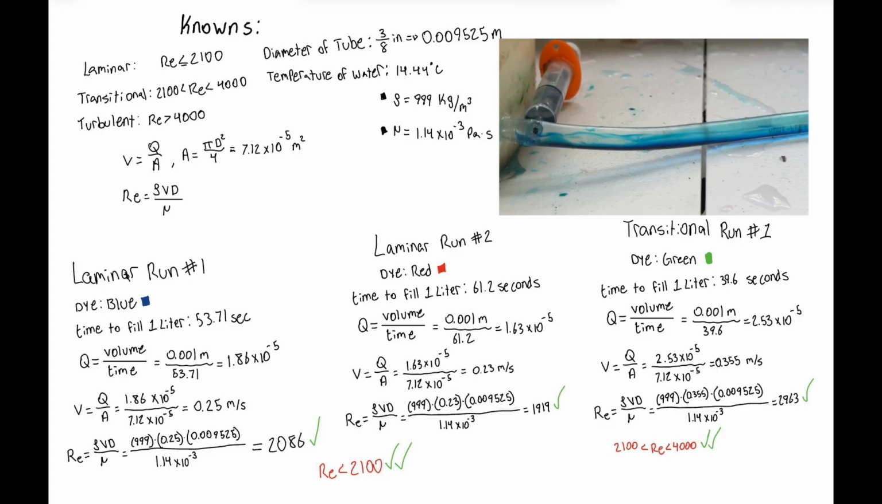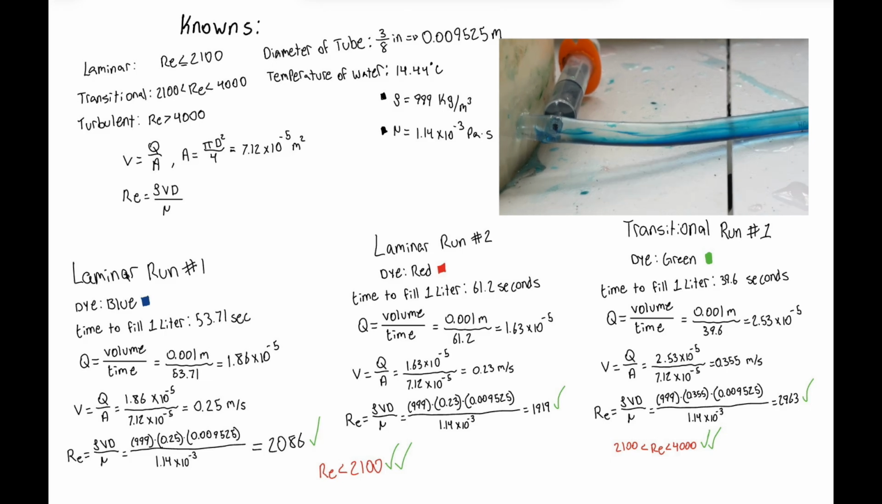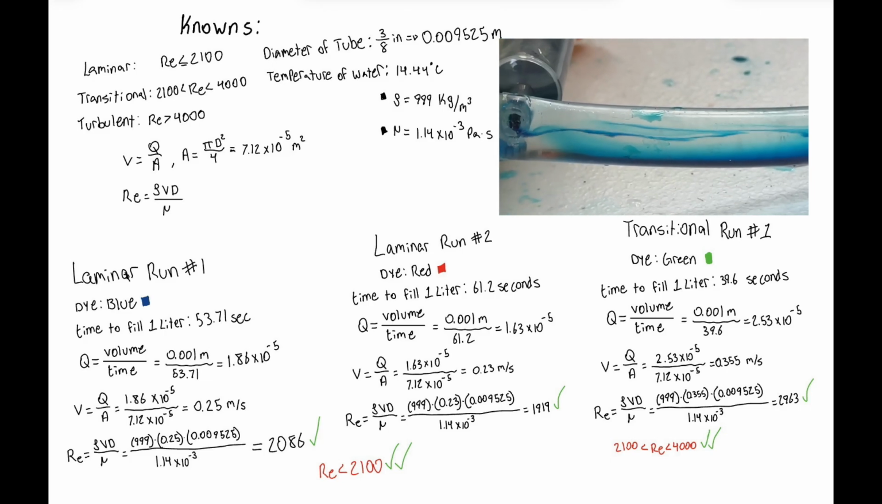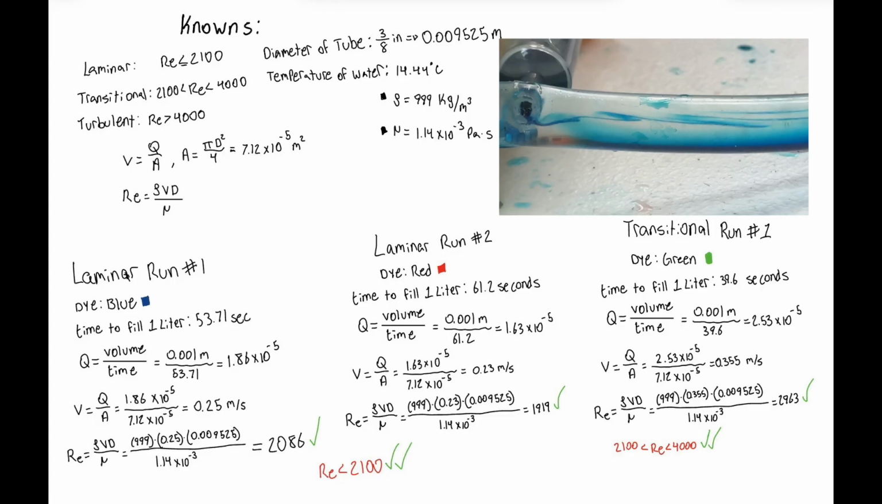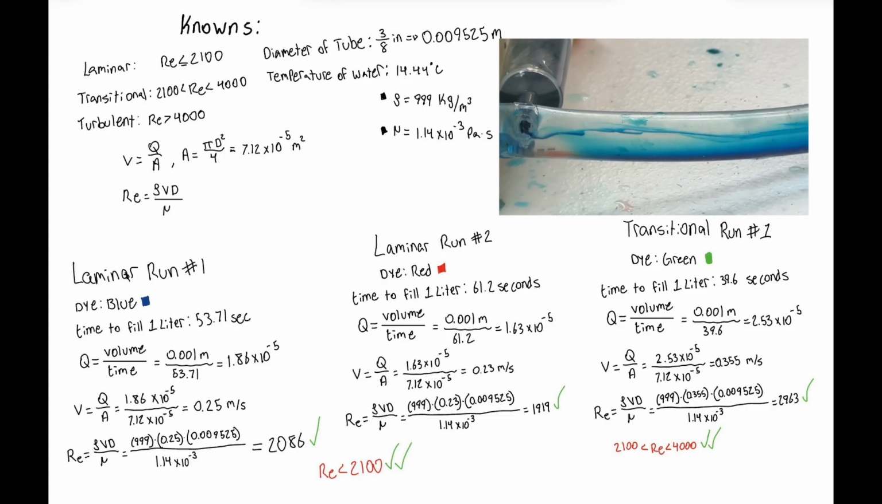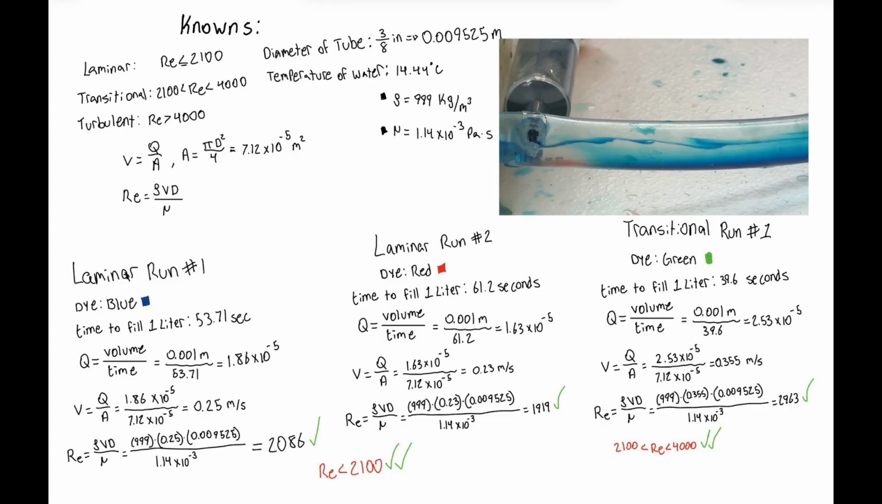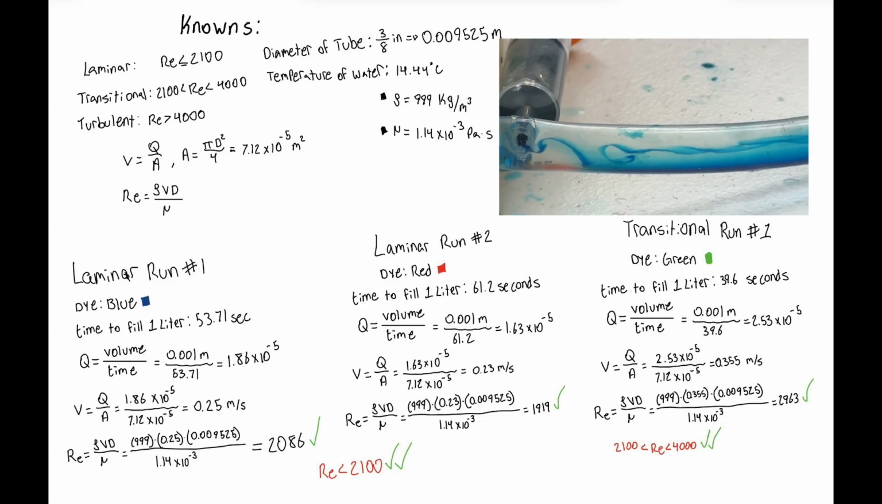So our first laminar test we did with blue dye. It took 53.71 seconds to fill up 1 liter. From there, we were able to calculate our flow rate being 1.86 x 10^-5. From our manipulated flow rate equation, we were able to calculate our velocity to be 0.25 meters per second. And using all of those values to plug into our Reynolds number, we got 2,086.